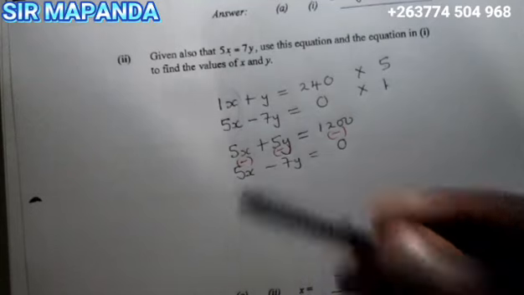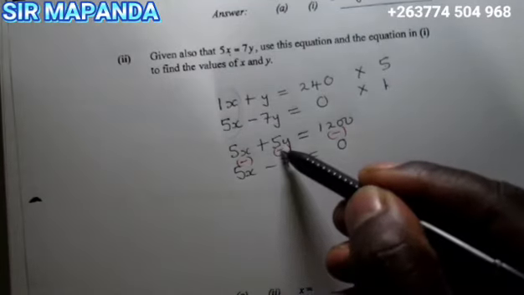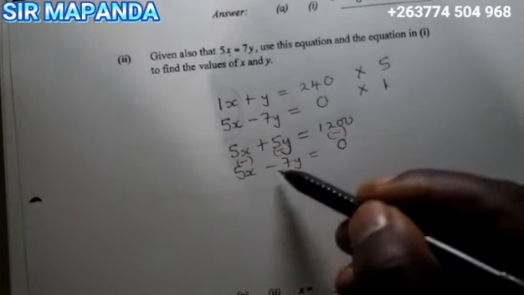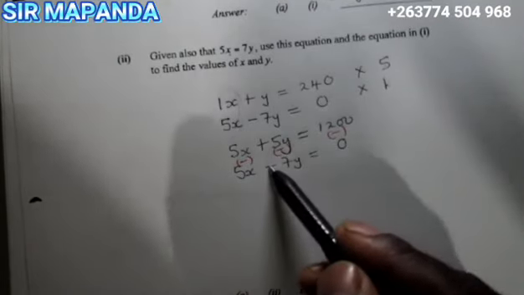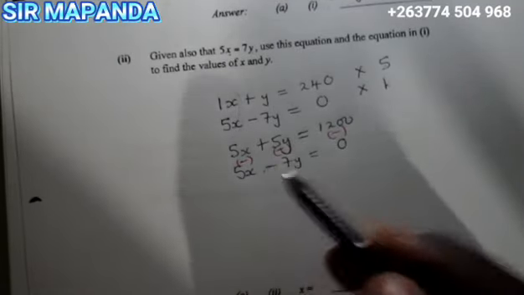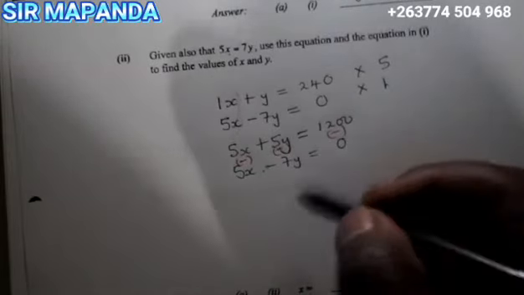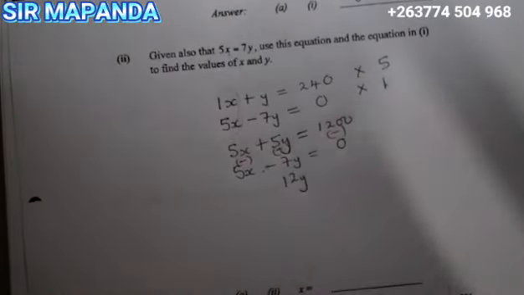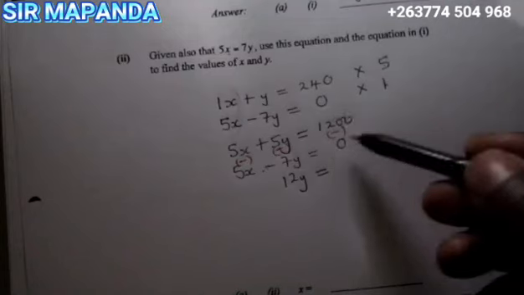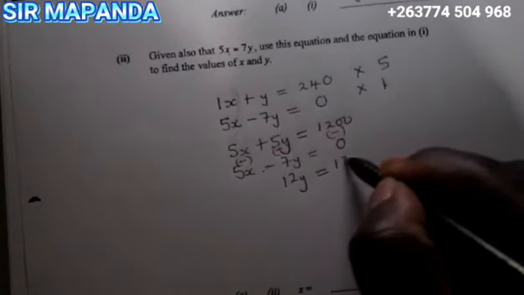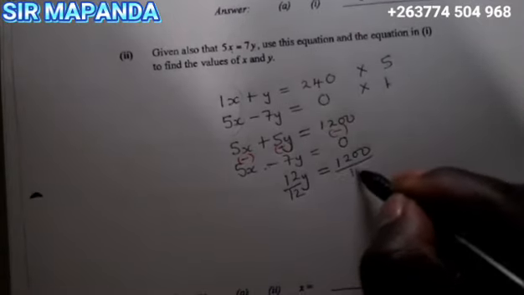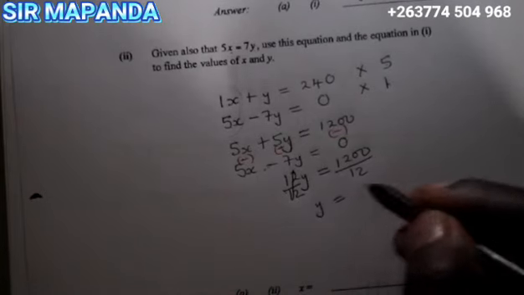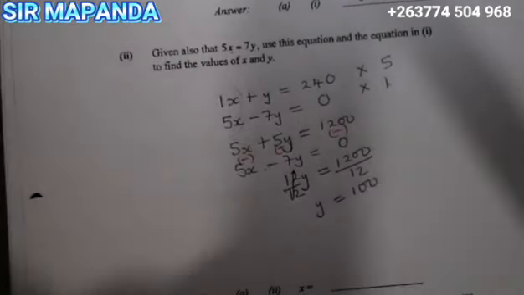So 5x minus 5x, you get 0. Then this negative sign in between 5y and minus 7y is going to multiply the negative sign on 7y so that they produce a plus sign. So it's now 5y plus 7y giving you 12y. Then 1200 minus 0, you get 1200. Divide both sides by 12. So 12 into 1200, you get 100.